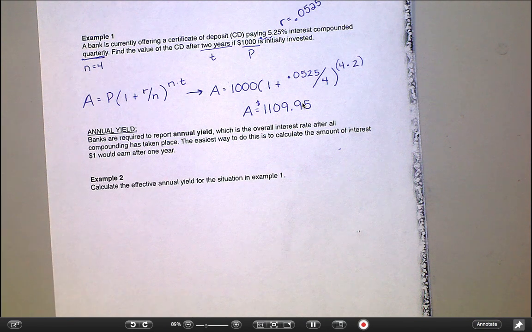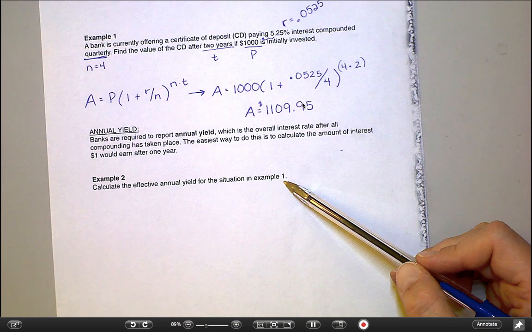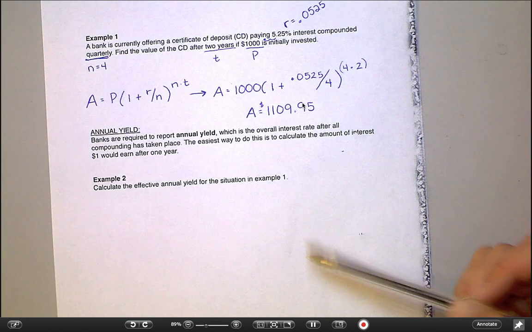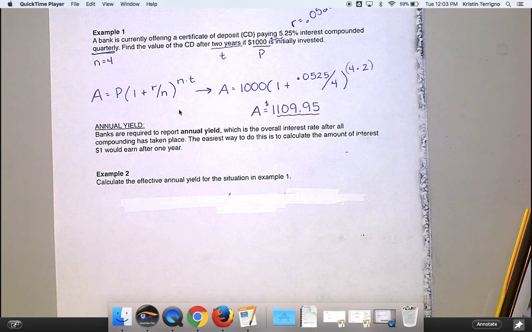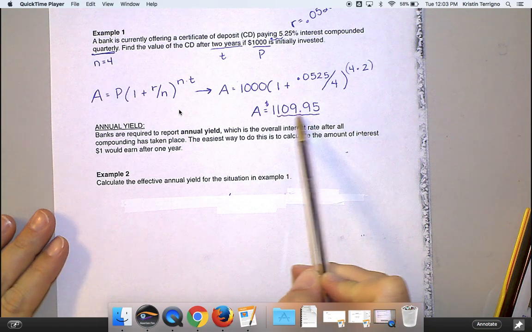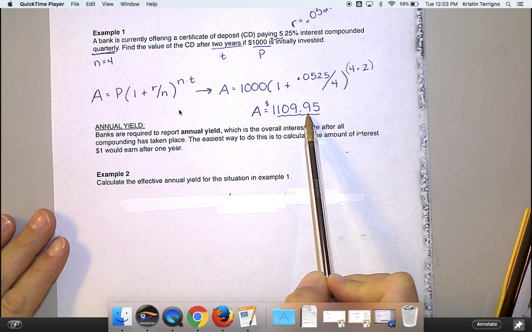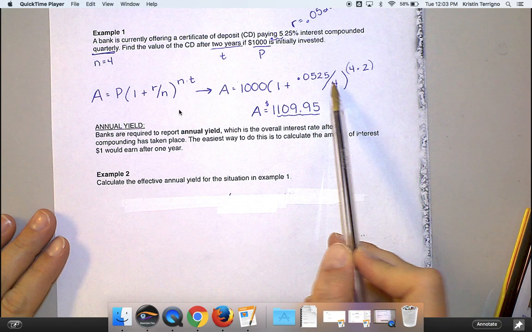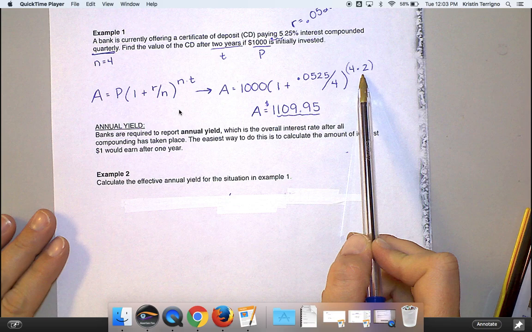So like in a problem like this one, for example 1, and that's what this is asking me for, to get my annual yield, make sure that I'm looking only at 1 year's worth of time. So even though I can see that I earned $109.95 in interest, that was over a 2-year period of time, okay?